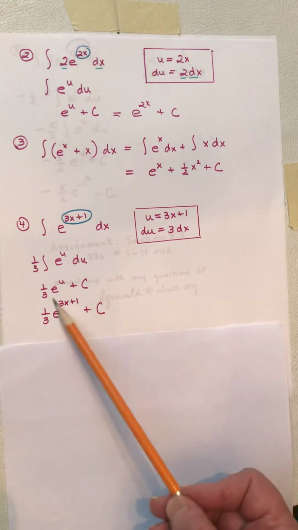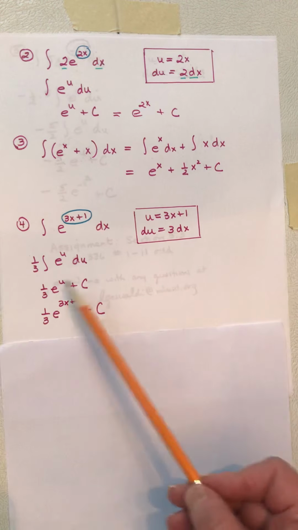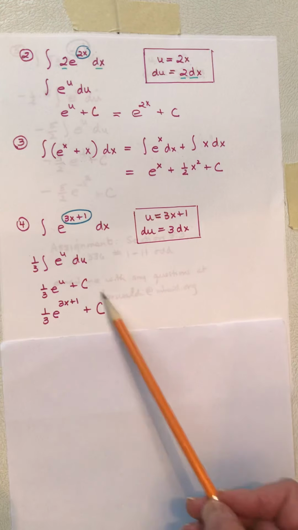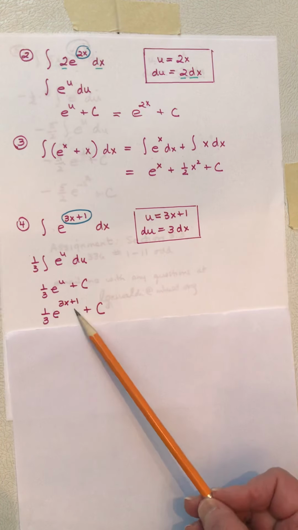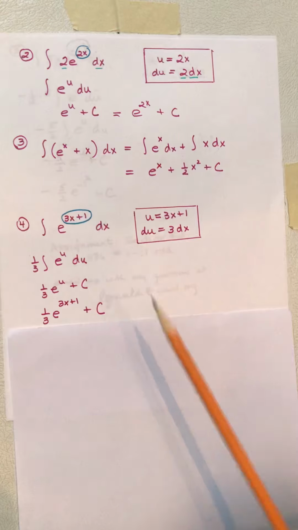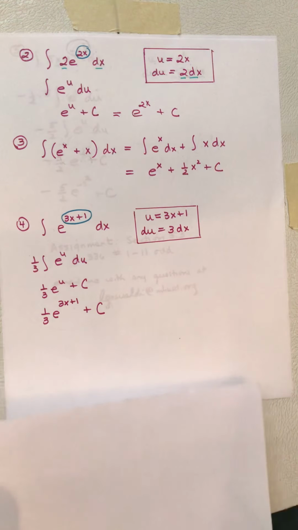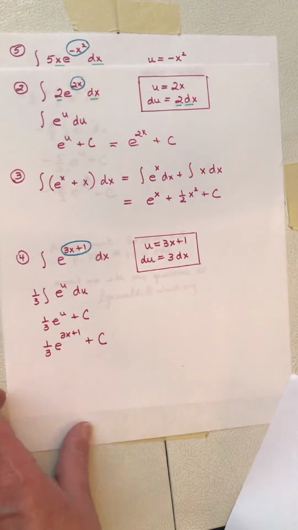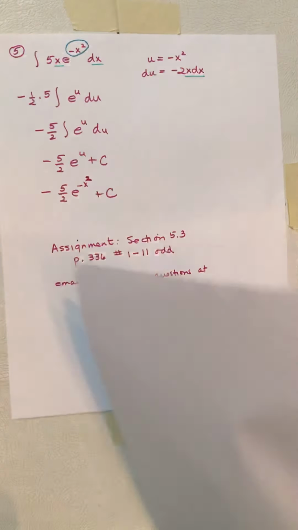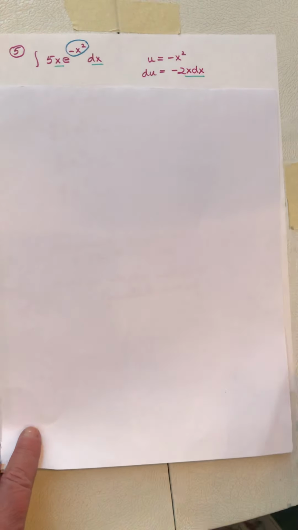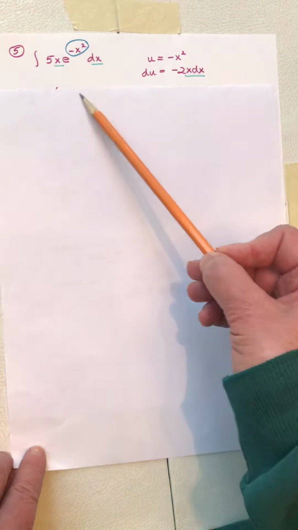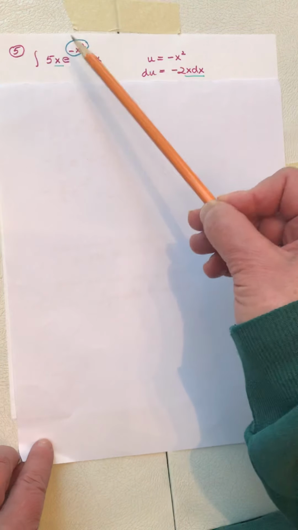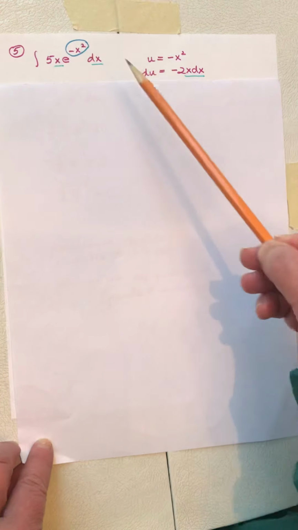And now if you took the derivative of this, which I'm not going to do today, I might do some of them tomorrow, if you took the derivative of this answer, you would get back e to the 3x plus 1. All right, let's do, I think I have one more. Yeah, one more. Okay, so now this one is the integral of 5x e to the negative x squared.